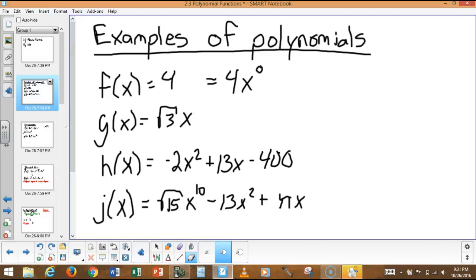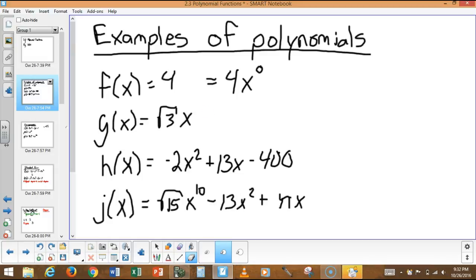Well, first thing we need to look at are the coefficients. All of these coefficients are real numbers. If we look at h of x, negative 2 and 13, we know those are real numbers. If we look at g of x, radical 3. Radical 3 is an irrational number, but it is still real. Even if we look at the last function, j of x, it has pi times x. Pi is an irrational number, but it is still a real number. So the first thing to be concerned with polynomial functions, they need to have real number coefficients.